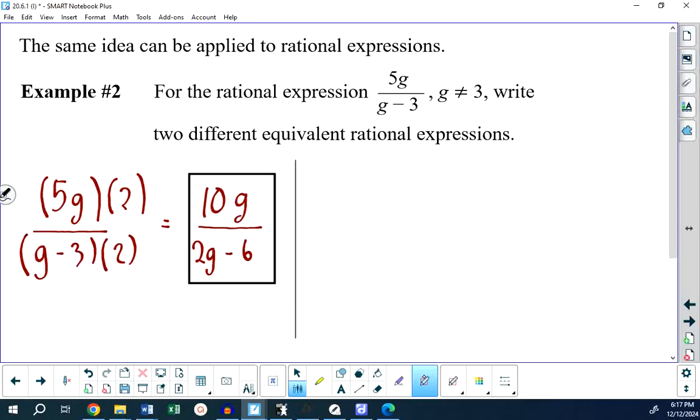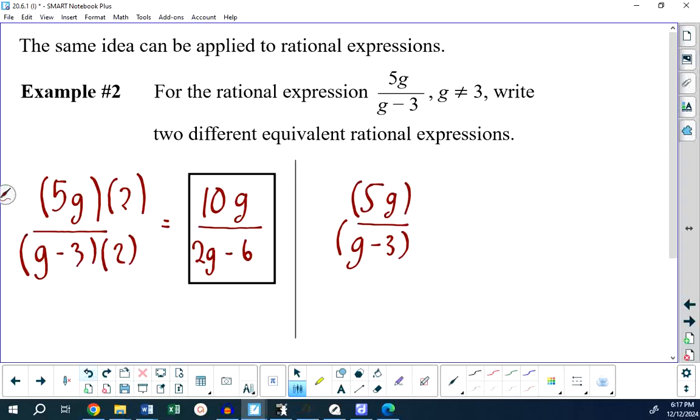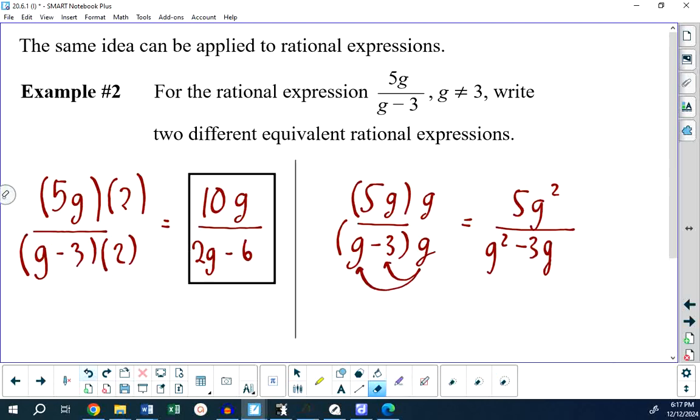What's another one? Well, I'm not sure why you would want to do this, but you could take 5g over g minus 3 and multiply the top and the bottom by g. And we would get 5g squared over g squared minus 3g. All I'm doing is multiplying that g through. So that's a second equivalent rational expression.